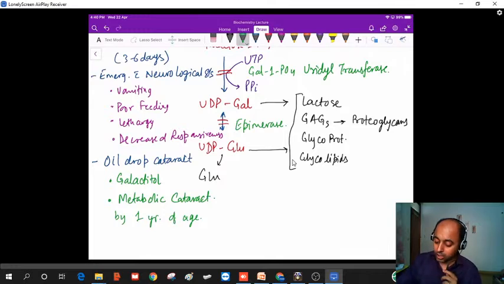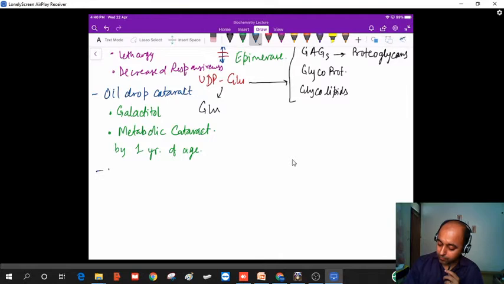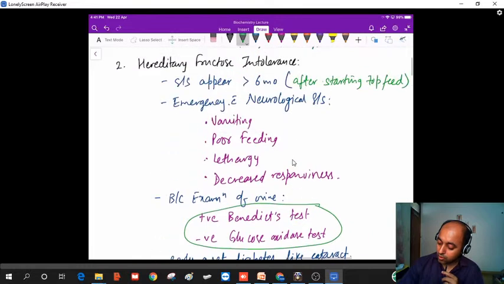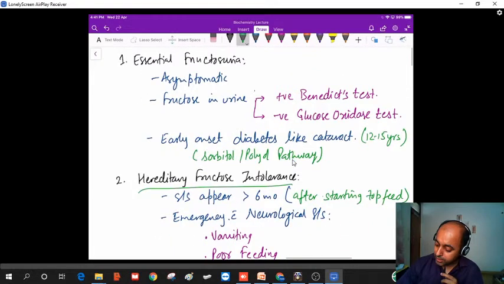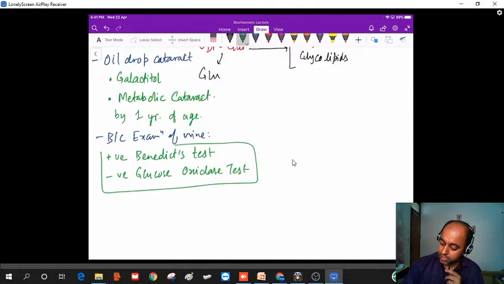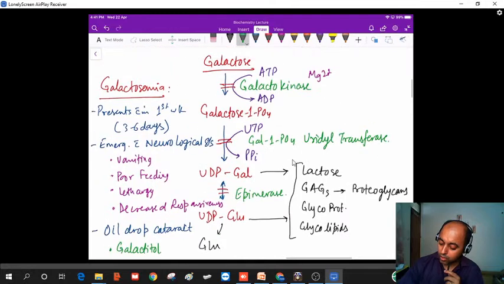Now if you do the biochemical examination of urine, not surprisingly, you find the same result: the positive Benedict's test and the negative glucose oxidase test. So you note that in all three conditions we have a similar result: positive Benedict's test and negative glucose oxidase test for HFI, for essential fructosuria, and for galactosemia also.